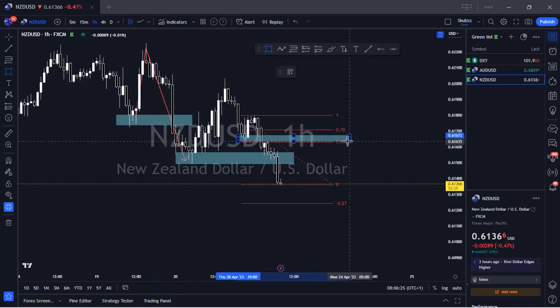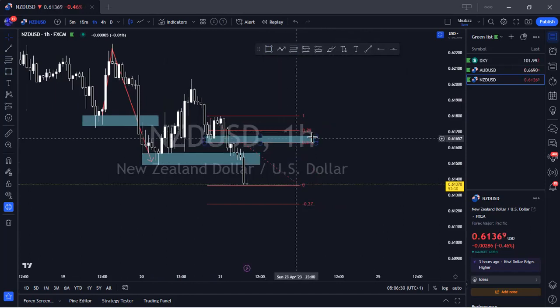So it's just to wait. Let's wait and see when price will start retracing. Once price starts retracing, I'll plot my fib again and see where exactly we're going to get in.